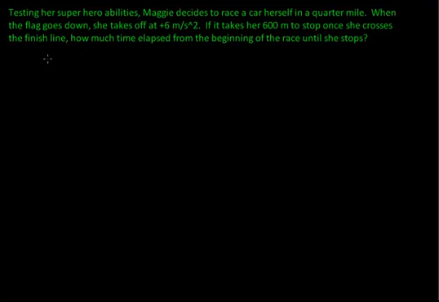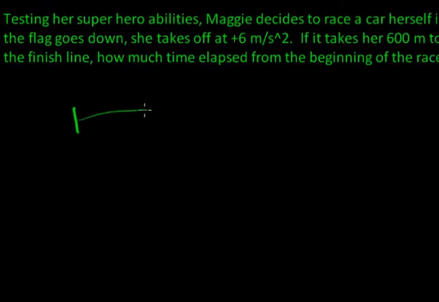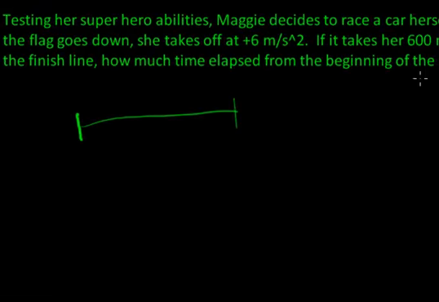So here we go. Alright, so we have Maggie deciding to race a car herself in a quarter mile. A quarter mile is just a straight drag strip. 1600 meters is a mile, so that's going to be 400 meters.